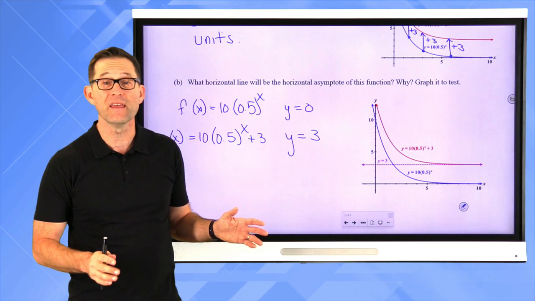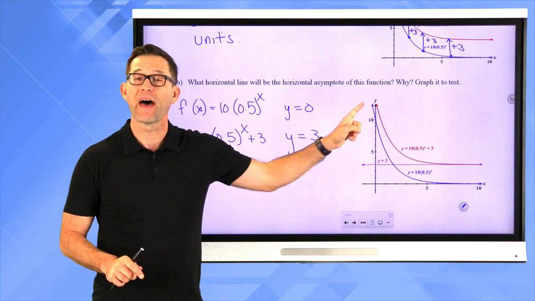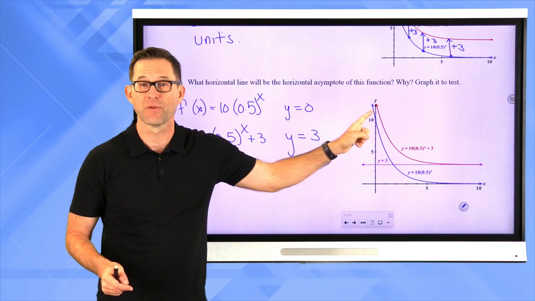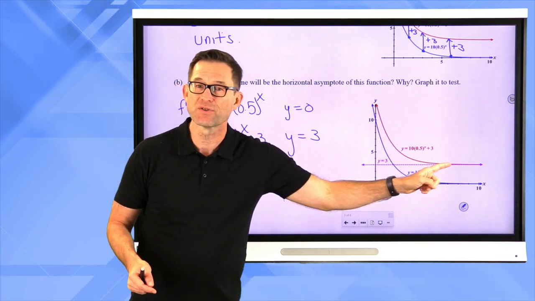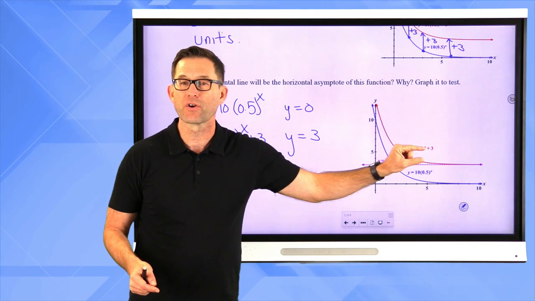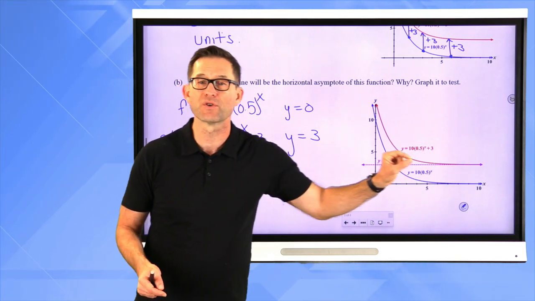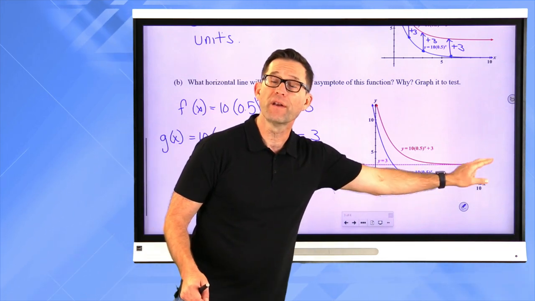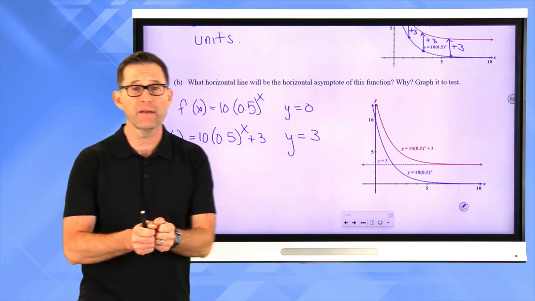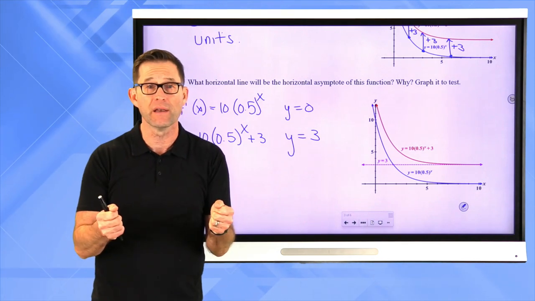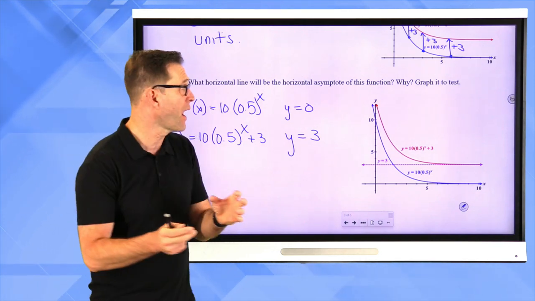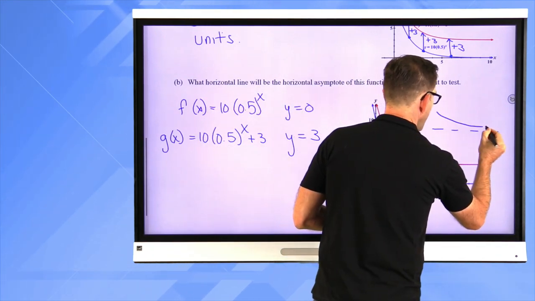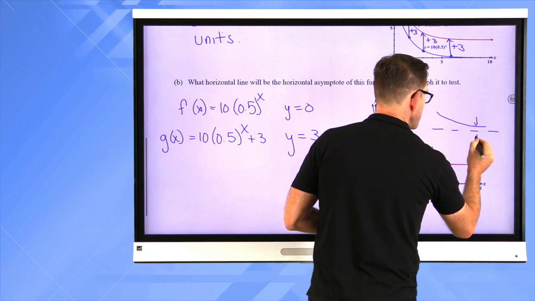Right? And what you can see in this particular case is that that function, y equals 10 times 0.5 to the x plus 3, as x goes towards infinity, this particular curve gets closer and closer and closer to y equals 3, to the point where out here, you can barely tell the difference between the two. Now, if we took a magnifying glass and we zoomed in on that particular section of the graph, we would still see something like this. We would still see it getting closer and closer. There would still be a distance.